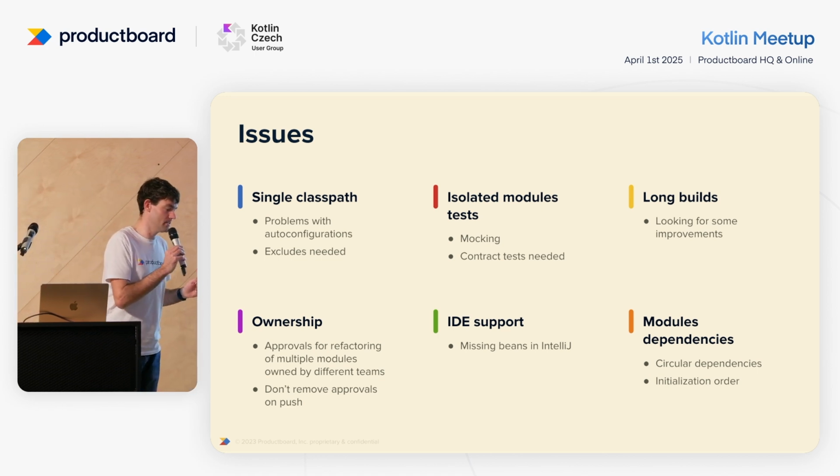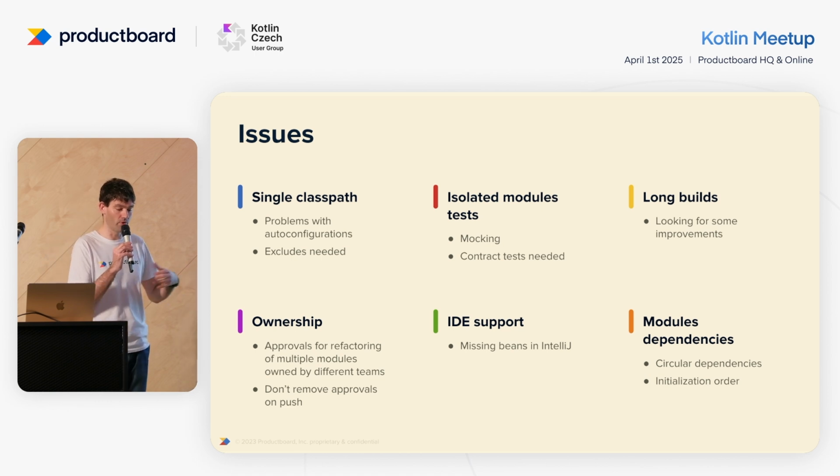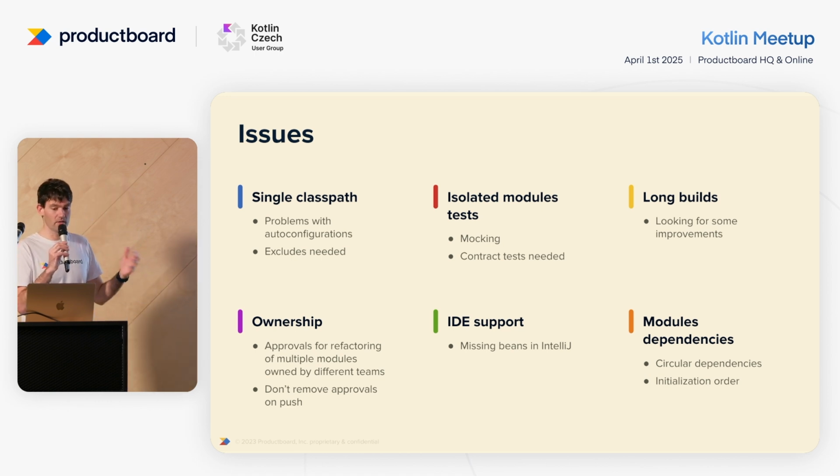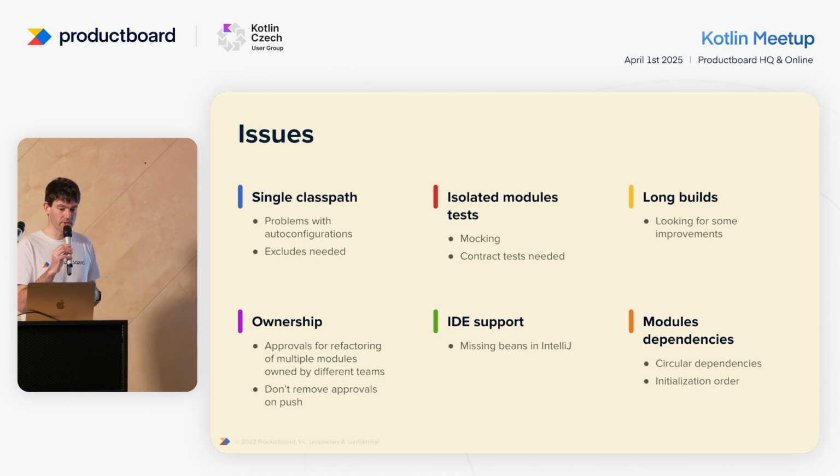Then this project starts to be quite big, so the duration of the pipeline prolongs quite a lot currently, and we are looking for some improvements. We are aware of some improvements like better Gradle caching, Gradle Enterprise, or NX, for example, using a different build system.